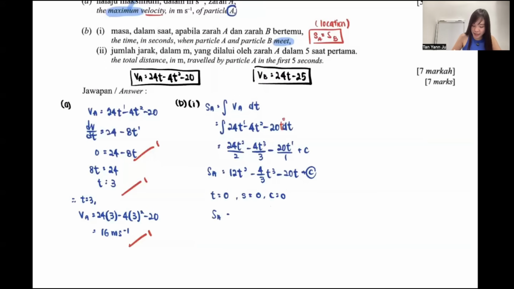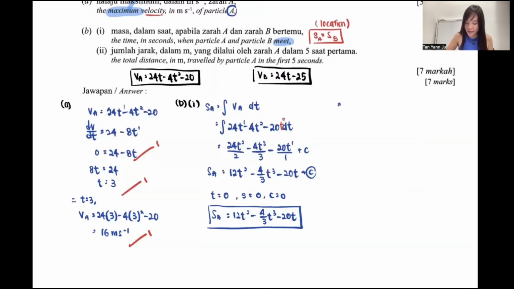So SA equals 12t squared minus 4/3 t cubed minus 20t. Okay, I successfully got my SA equation. After I get my SA equation, now let's find my SB equation. Same as just now, we start to integrate VB. So how do we find VB? VB, we have 24t minus 25. Okay, then we start to integrate it.